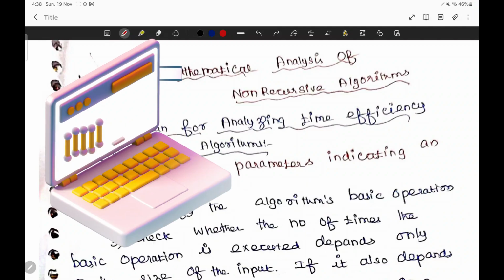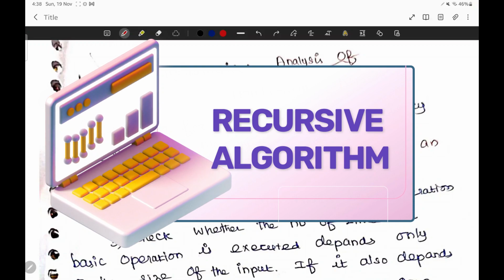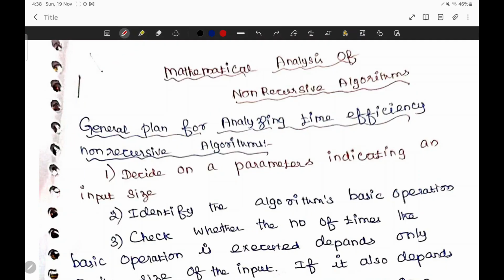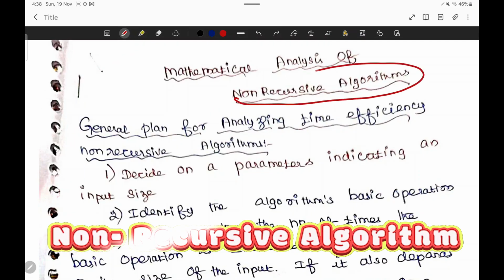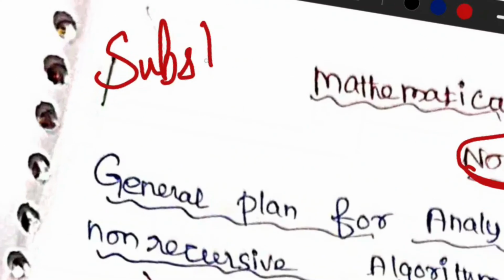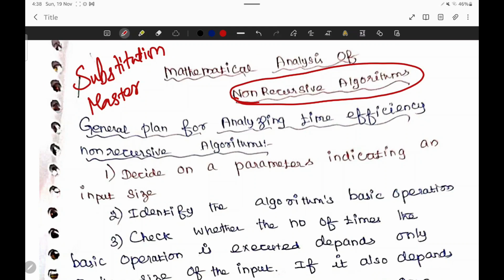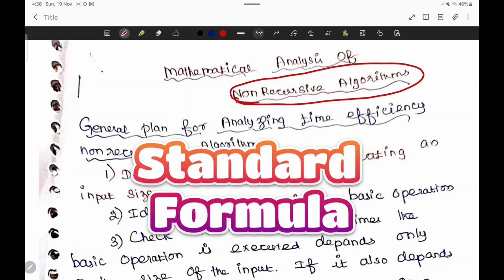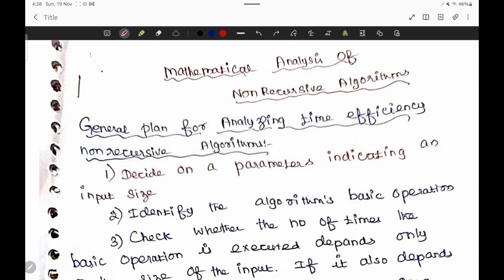We have seen recursive algorithms in the previous classes. Today we are going to see the non-recursive algorithm. In recursive algorithms, we followed two methods: one is the substitution method, the other is the master theorem. Those two methods helped us solve recursive algorithms, whereas here in non-recursive algorithms, we are going to follow one standard formula which helps us solve them.